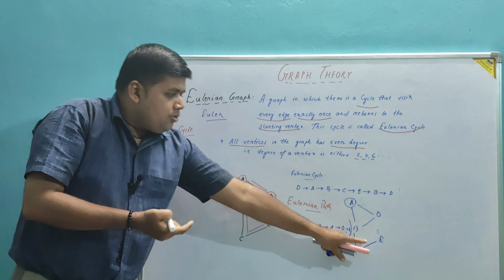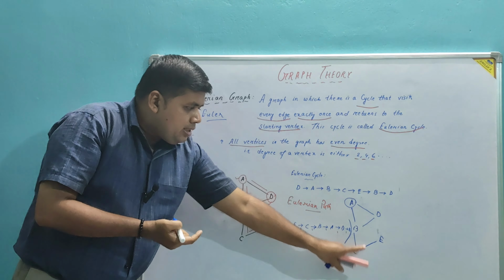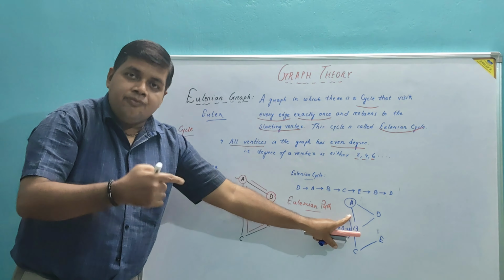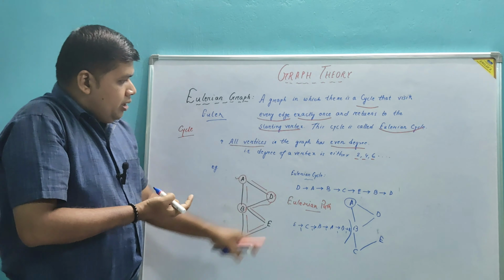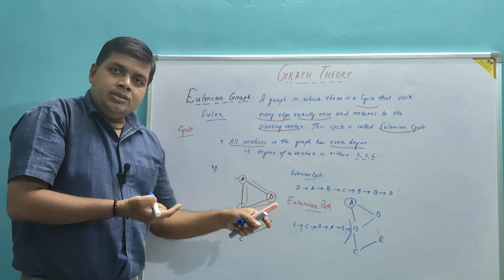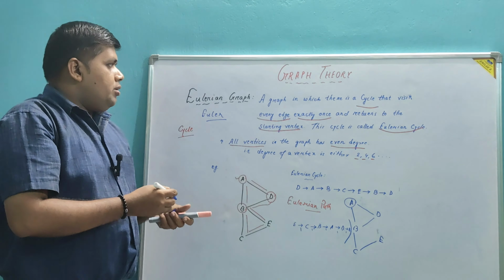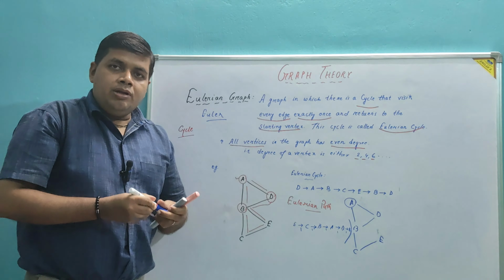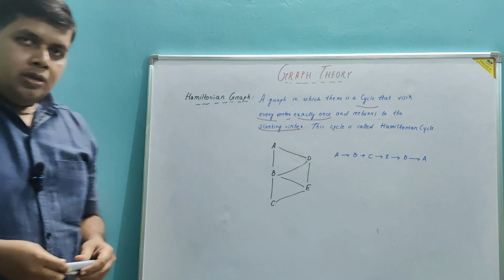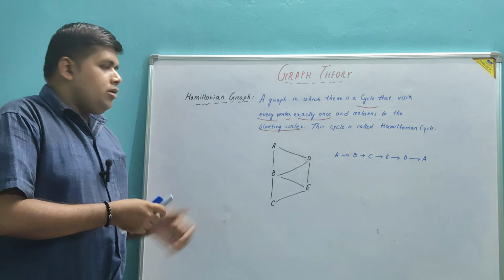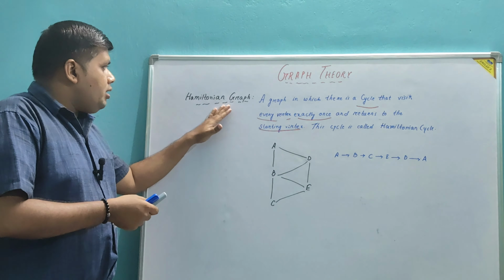So since we are having degree 1, degree 3 is not an even degree, therefore it is not a Eulerian graph. So that's all about Eulerian graph. Now we will look into another category of graph, which is Hamiltonian graph.